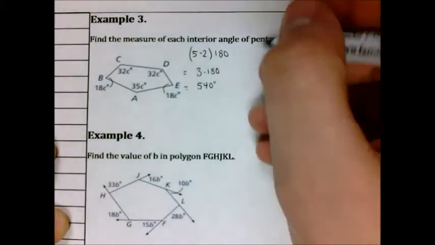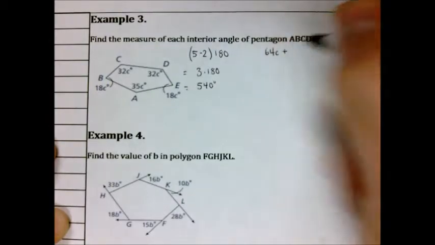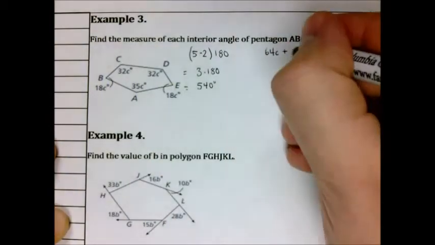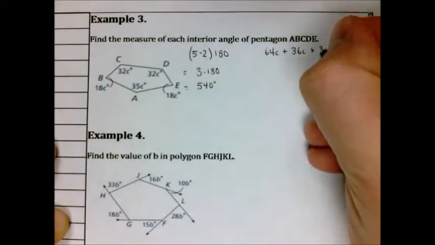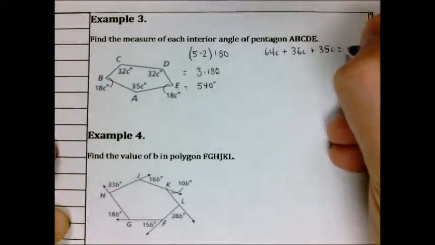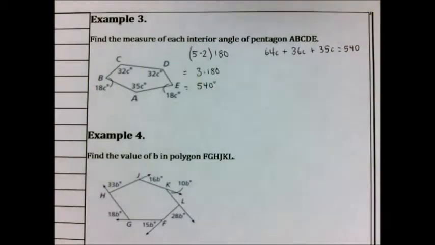32 and 32 is just 64 degrees, 64C, plus 18 and 18 is 36C, plus 35C. And like I said, all of those are going to add up to be 540 degrees. All right, so let's go ahead and do that real quick. Get our friend back out.